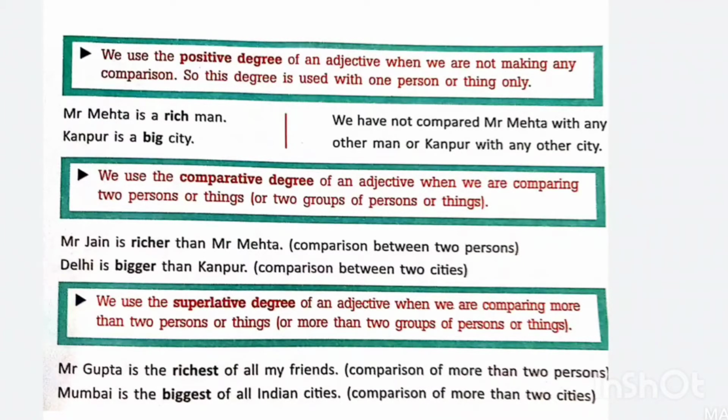Number 3, we use the superlative degree of an adjective when we are comparing more than two persons or things. In the previous example, we were comparing Ramchand among the other two persons, Suresh and Mohan. In the same way, some more examples like Mr. Gupta is the richest of all my friends. That means we are making a comparison of more than two persons. In the same way, Mumbai is the biggest of all Indian cities. That means we are making a comparison among many cities.